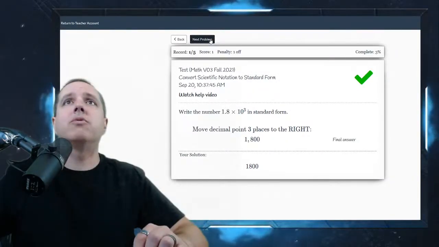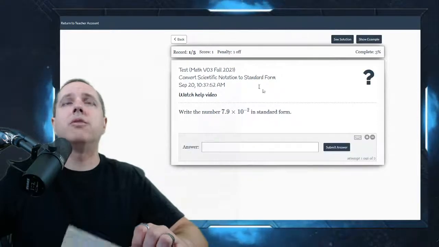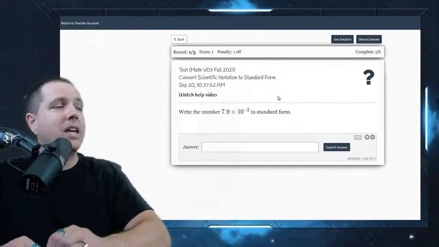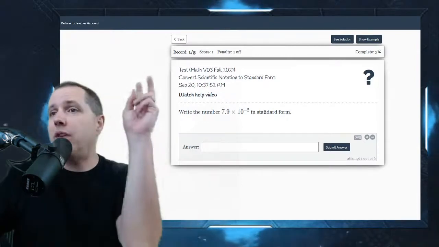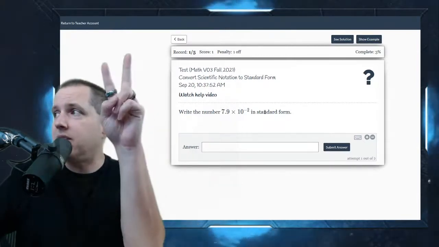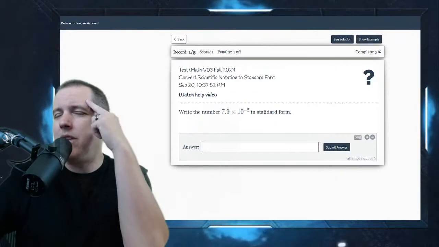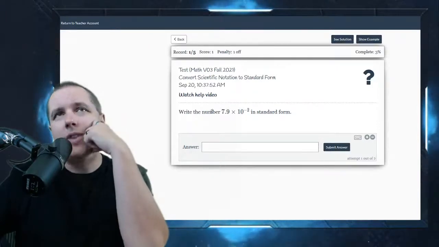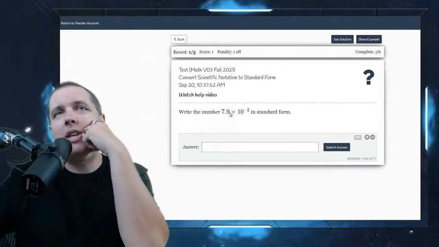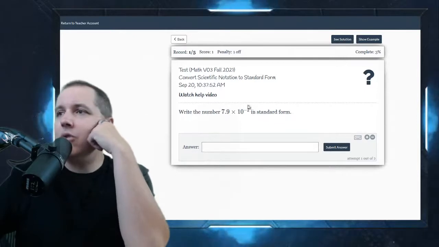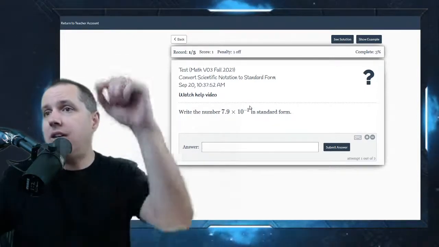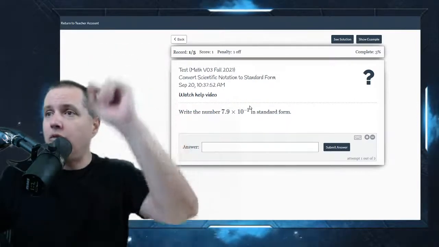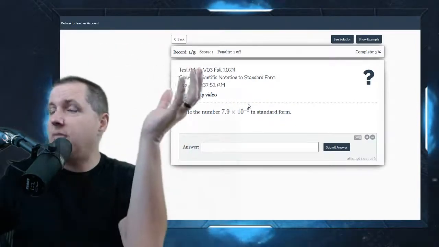Let's see what the next one is going to look like. Here we go, good. Now we've got one with a negative number. 7.9 times 10 to the negative 2. So I have to move the decimal 2 places. Now I have to think, am I going to move it left or right? When we have a negative exponent, that's the same as dividing by 10, right? Because 10 to the negative 1 is 1 over 10. So it's the same as dividing by 10.